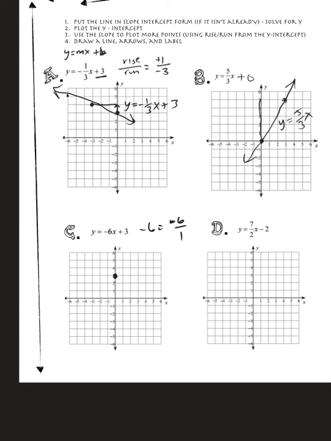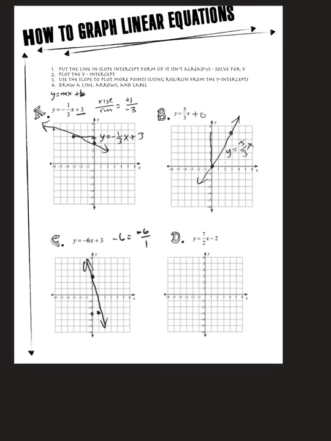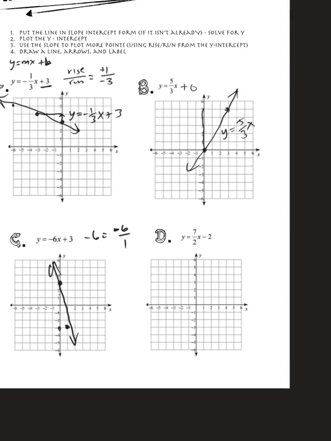I'm rising 6 units. 1, 2, 3, 4, 5, 6. I went down 6 units, 1 unit in the positive direction. There is my slope of negative 6. A very steep slope going downhill, just like we would expect. So that's C. For D, my y-intercept is -2. My slope is rise 7, run 2. If I rise 7 and run 2, my next point would be right here. Draw my line, arrows, and every single time, hopefully I don't ever forget, you should label your line.